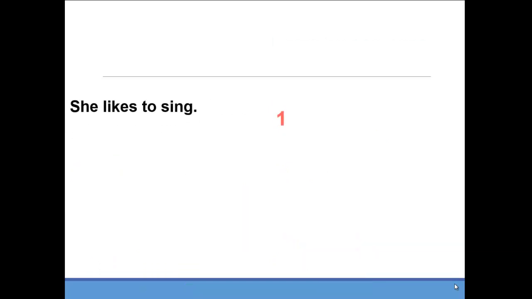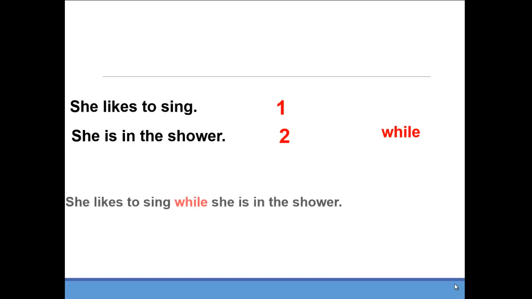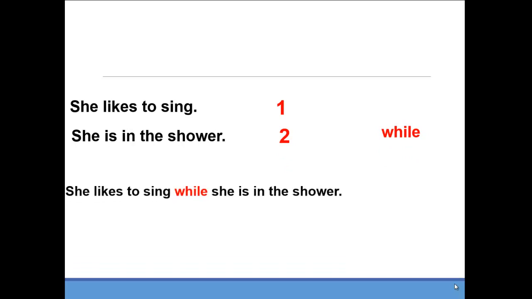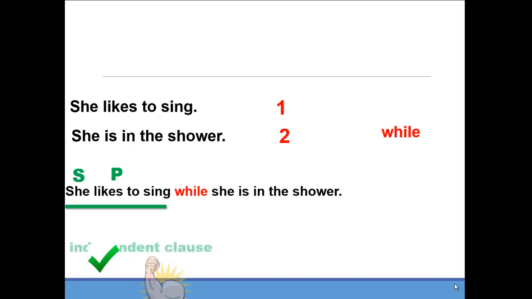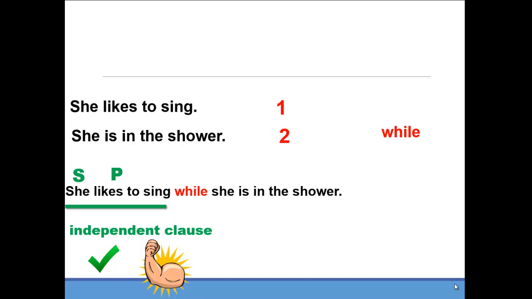She likes to sing, sentence number 1. She is in the shower, sentence number 2. Let's use the conjunction while. What does it mean? It means during. She likes to sing while she is in the shower. Let's check the first part. She likes to sing. She is the subject, likes to sing is the predicate. Can I use this part of the sentence alone? Yes, I can. She likes to sing. It tells a complete idea, so it is the independent clause.